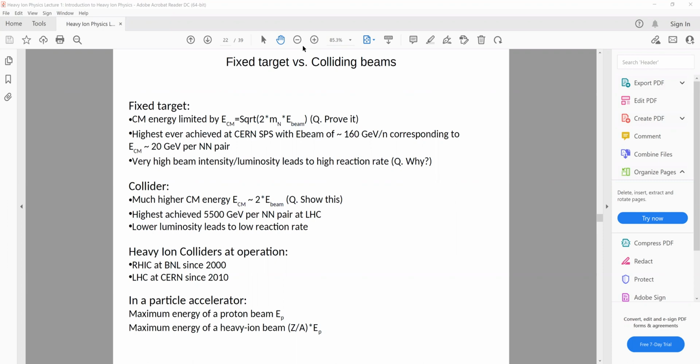You will immediately understand it. For example, take SPS. In SPS, the maximum energy to which a proton beam can be accelerated is around 400 or 450 GeV.